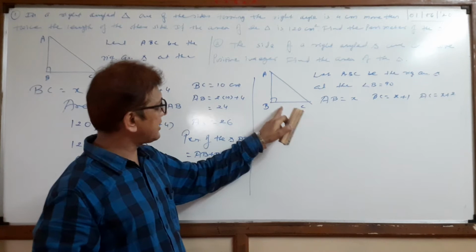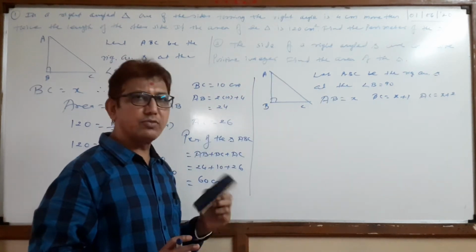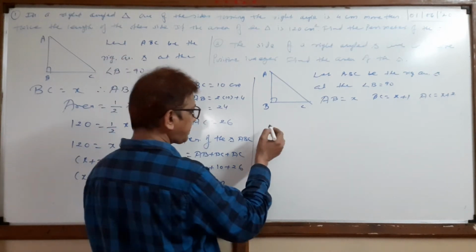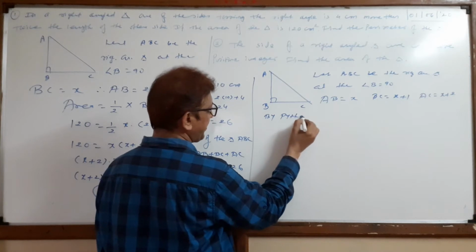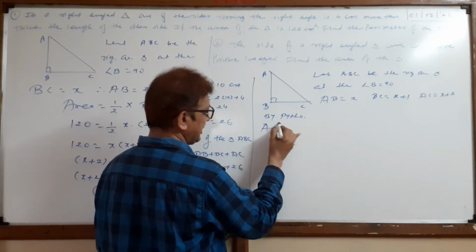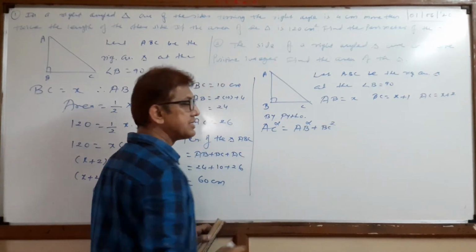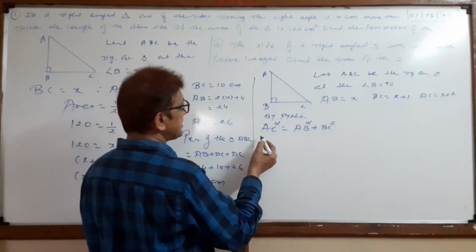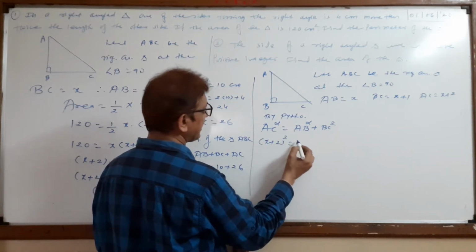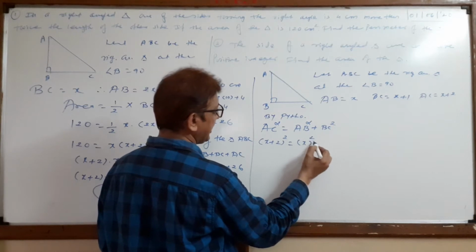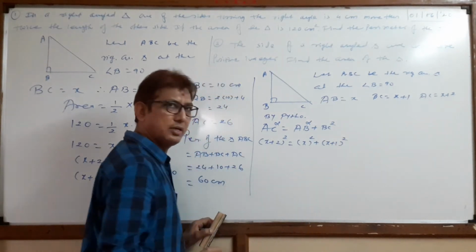You can suppose x plus 1 and x plus 2. AC is the largest side, so AC equals x plus 2. Now apply Pythagoras. By Pythagoras, AC square equals AB square plus BC square. AC is x plus 2 whole square, AB equals x, and BC equals x plus 1.